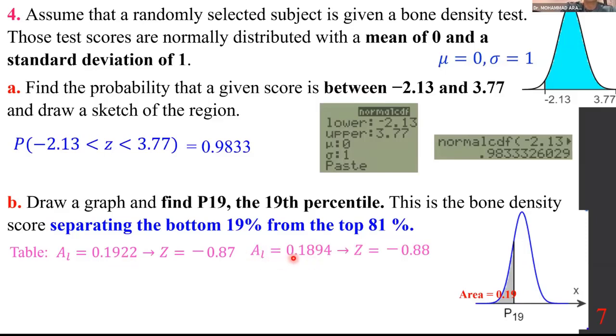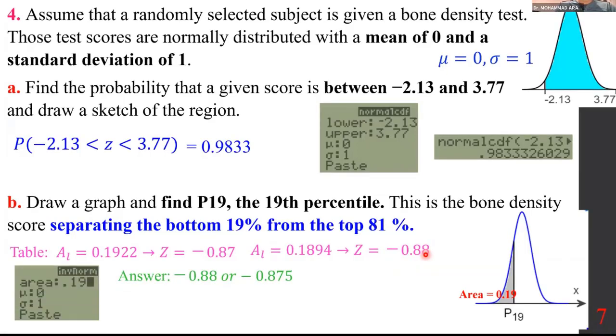We also have the area of 0.1894. I hope you realize 0.19 is in between these two numbers. So the z-score for this one and the z-score for that one, the answer should be really in between. Needless to say, this is a tad closer.